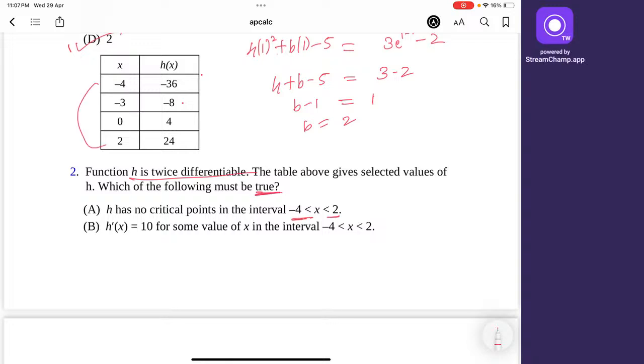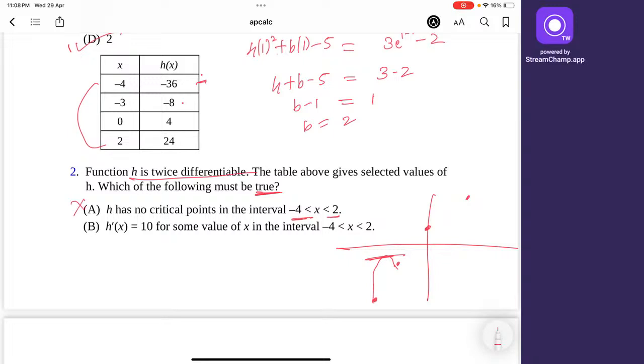So from minus 4 to 2, the sign of h is negative here. So let's try to make a rough sketch. At minus 4 it is minus 36, then at minus 3 it is 8, then it is 4 at 0, and 24 at 2. So no critical points. We cannot claim that because in between there might be points of local maxima and minima. So A is not the right answer.